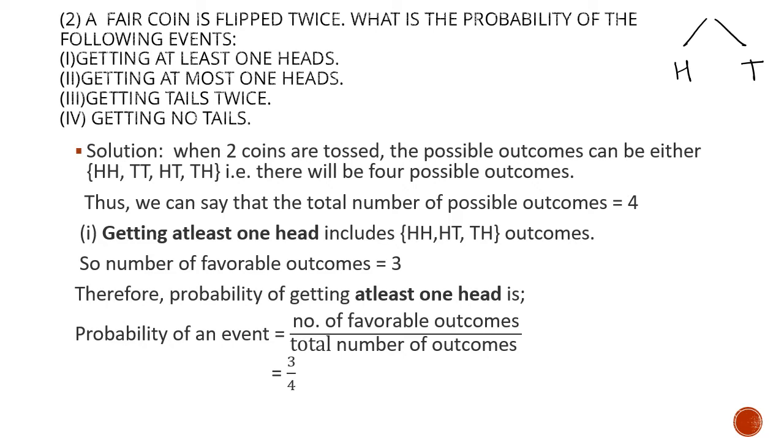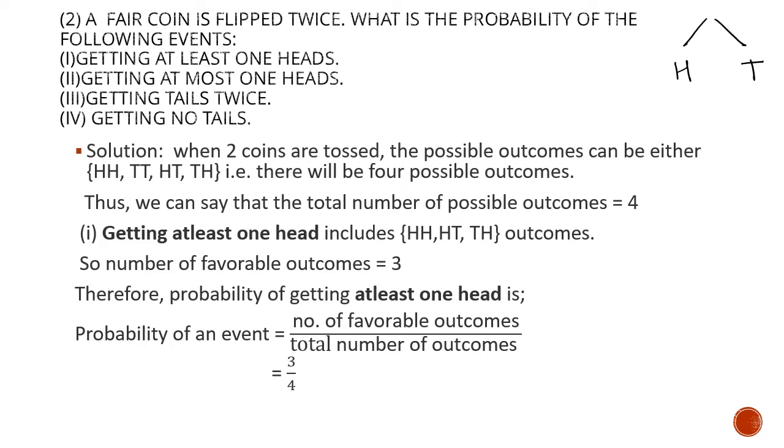Now a fair coin is flipped twice. What is the probability of the following events? First is getting at least one head, at most one head, tails twice, and no tails. Let's see each of them one by one.